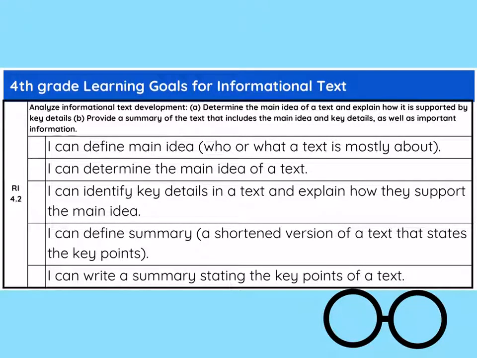As readers, when we work with informational text, and we know particularly that the purpose is to inform, it's important that we be able to define and determine main ideas of text. We do this through identifying those key details so that we're able to explain how the key details support a main idea. By looking for details, it helps lead us to being able to define a summary and even write a summary of a text.